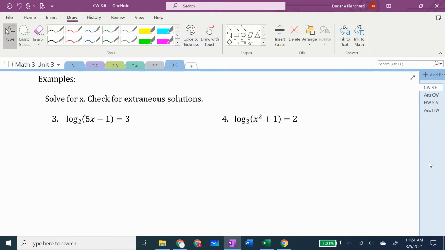Starting where we left off, we were about to solve some more equations. Here we go.